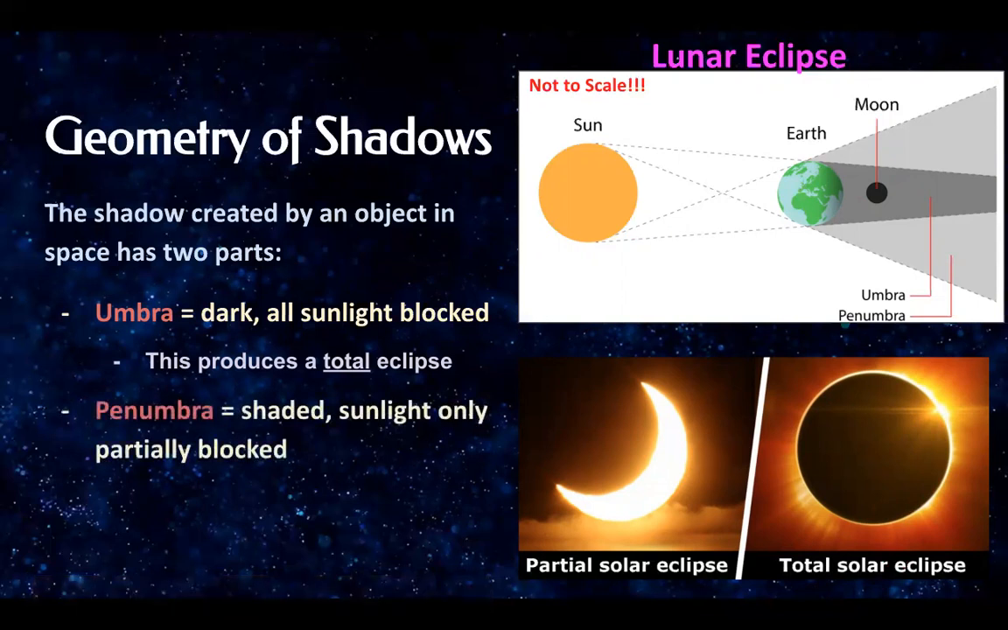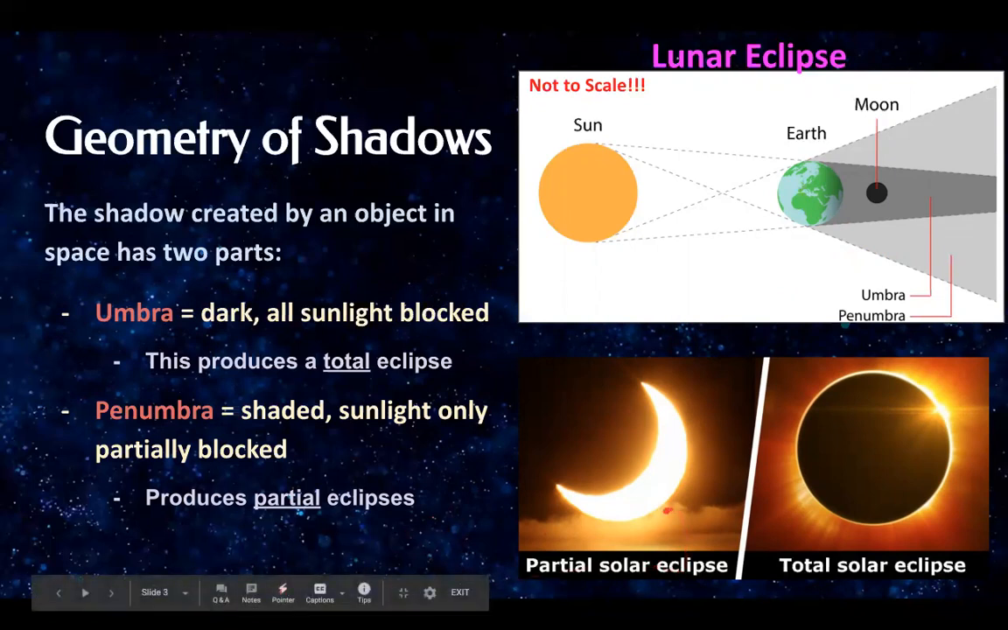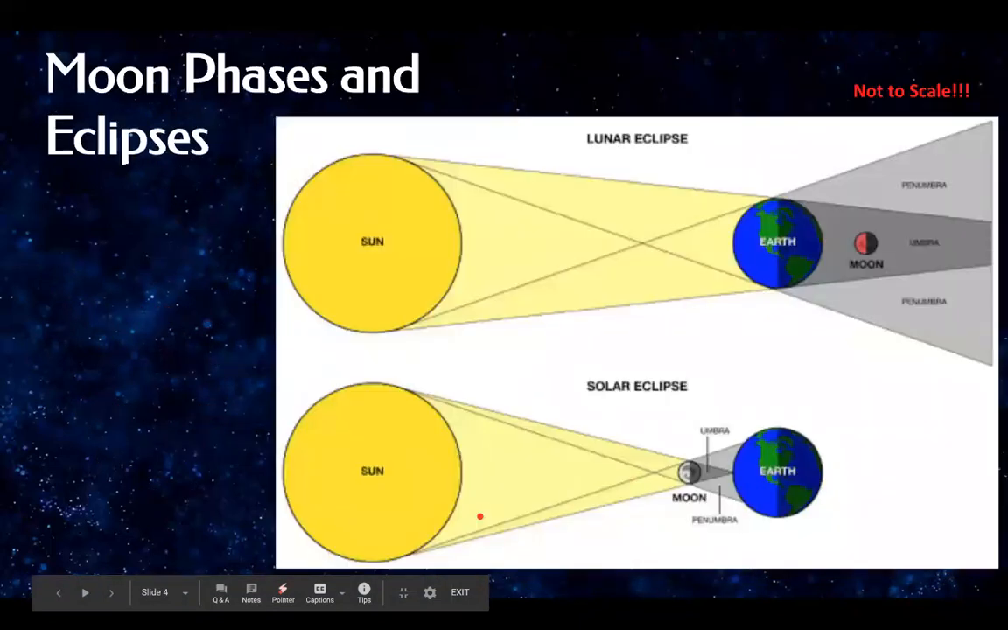The penumbra is shaded, but sunlight is only partially blocked. So if the moon was out here in this penumbra region, in this lighter gray, some of the sunlight would still hit it. So this produces a partial eclipse because you can still see part of whatever object you're seeing. Part of it is a penumbra, it's a partial eclipse. And you can see that in the picture where only part of the sun is blocked in that partial solar eclipse.